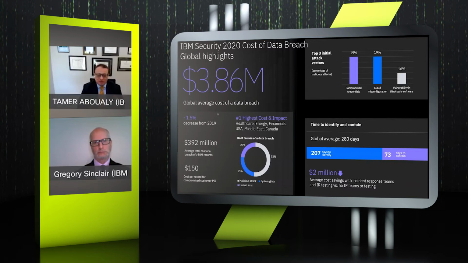Also, what's interesting to note is it's taking a long time to identify when a breach has occurred, and it takes time to contain it as well. In fact, it's 280 days for the complete cycle to finish on average. But what's interesting is that organizations that are organized are able to save, on average, about $2 million to that average data breach cost. And that comes as a result of having an incident response team, an incident response plan, testing the environment, and being ready.